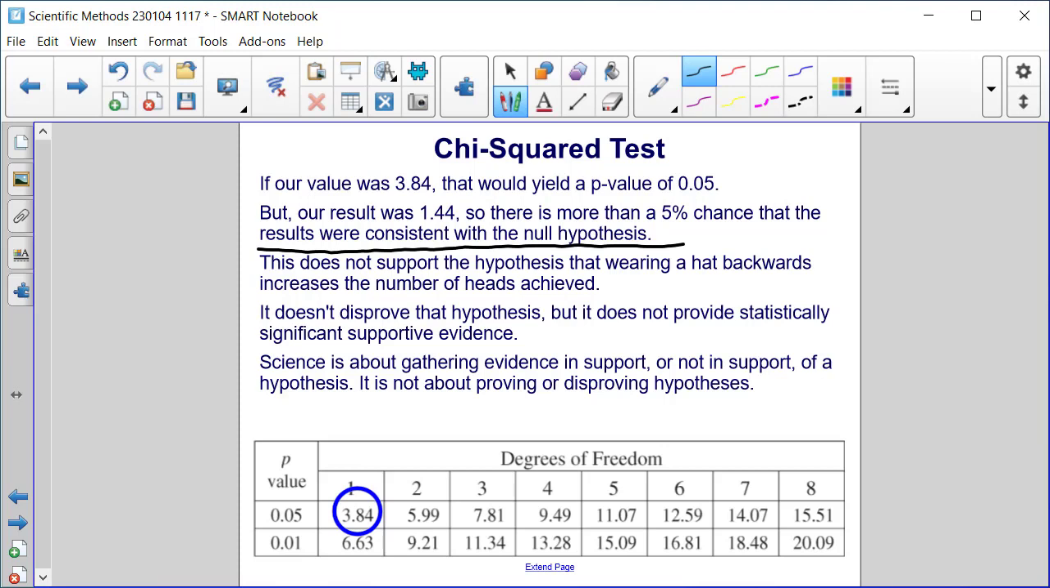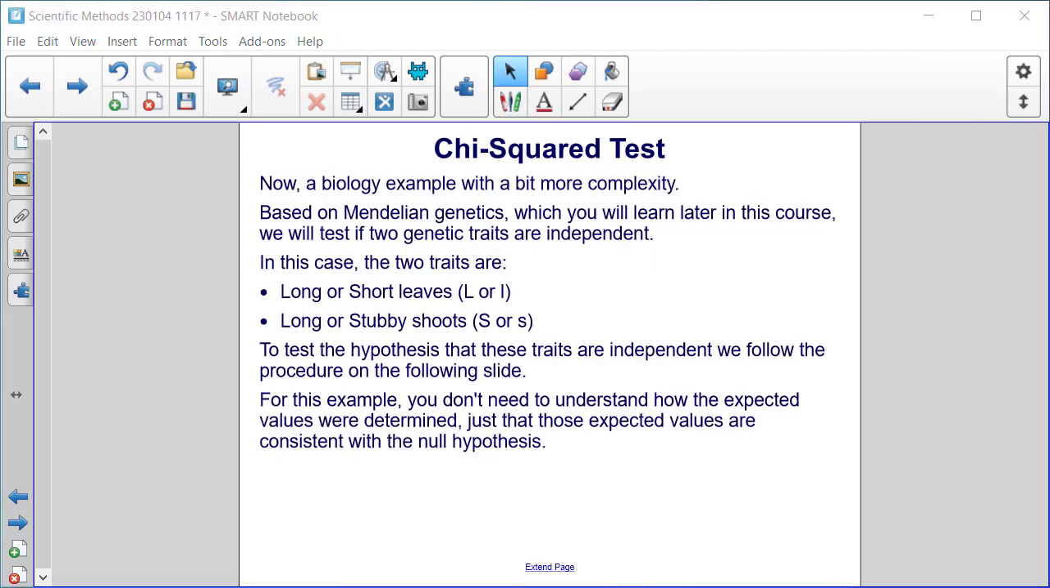Science is about gathering evidence in support or not in support of a hypothesis. It is not about proving or disproving hypotheses. Let's look now at a biology example with a little bit more complexity.